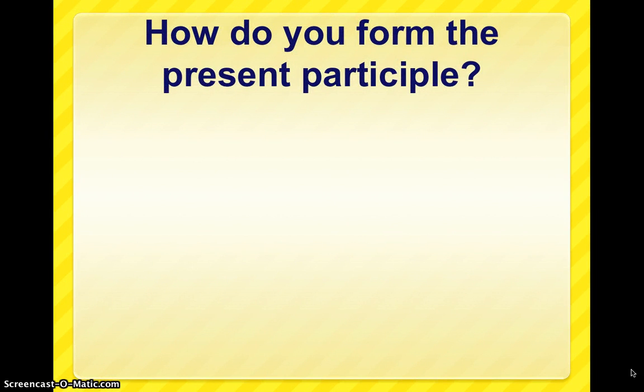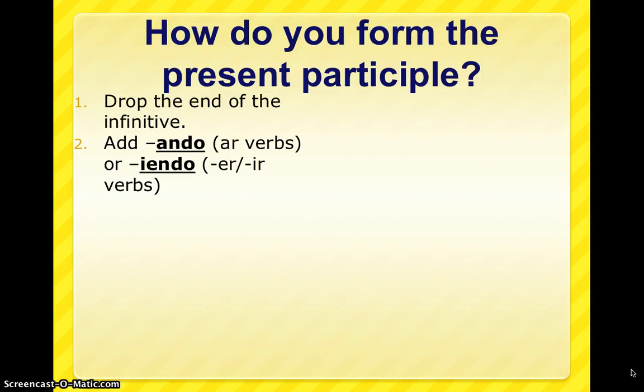How do you form the present participle? So the first step, we drop the end of the infinitive. So we take off that AR, ER, or IR. And then, if we have an AR verb, we're going to add ando. And if we have an ER, IR verb, we add yendo. So it doesn't matter who we're talking about, we add ando or yendo to form the present participle.